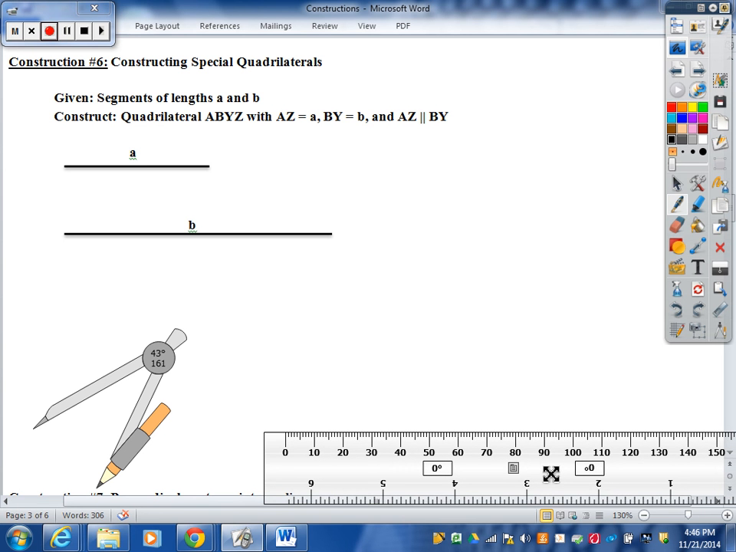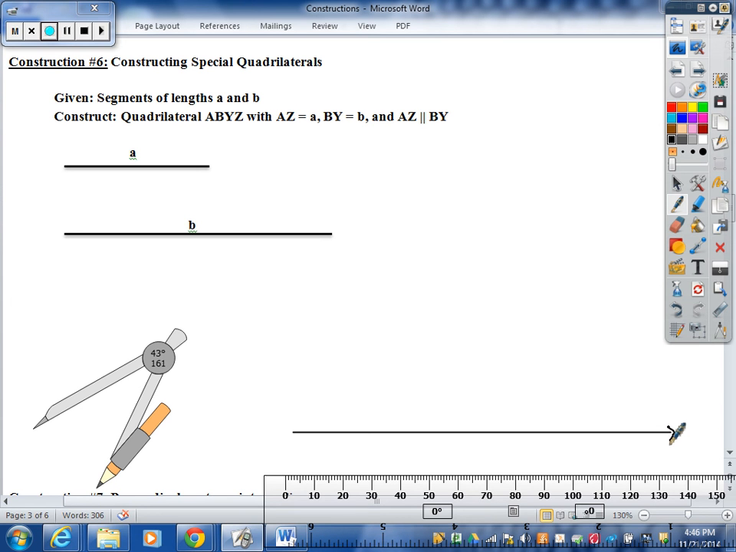As long as your creativity adheres to the rules that we've taught within construction, feel free to be creative as you make up your construction here. All right, so here's what I'm going to do. I am going to draw a ray, just like I started with before, and make a point on that ray. Doesn't matter where it is, and I'm going to label that point A. This is going to be the A of the quadrilateral ABYZ.